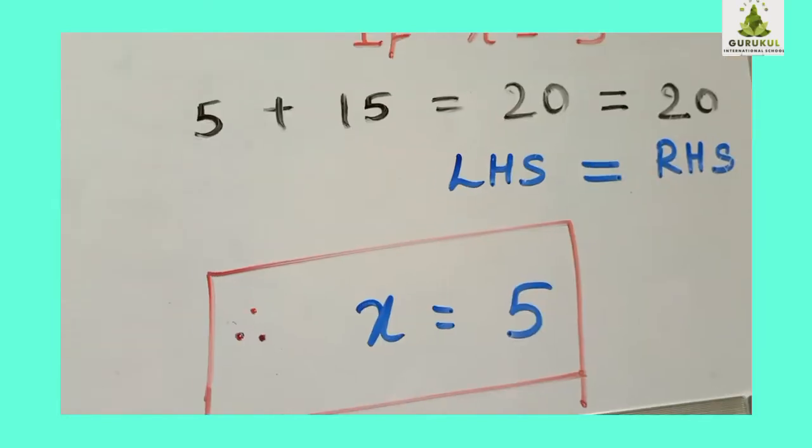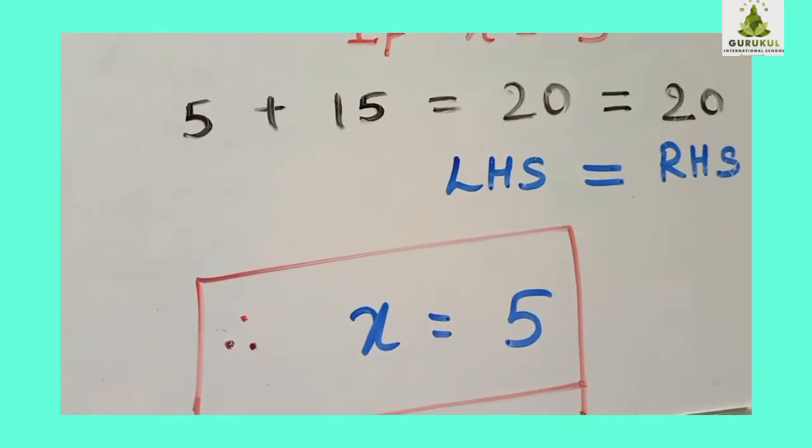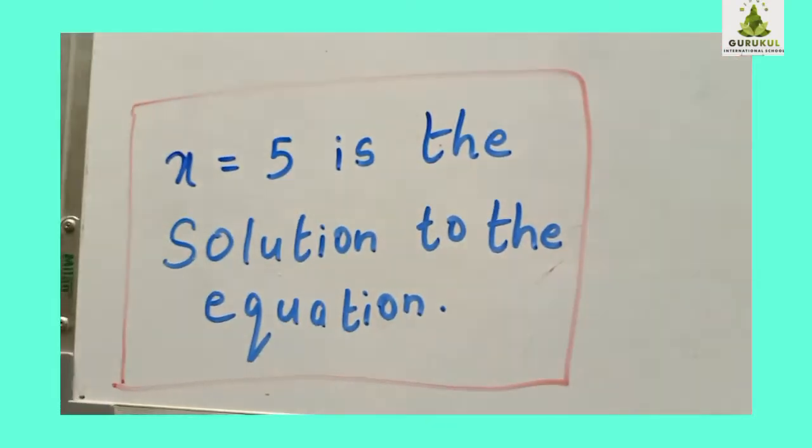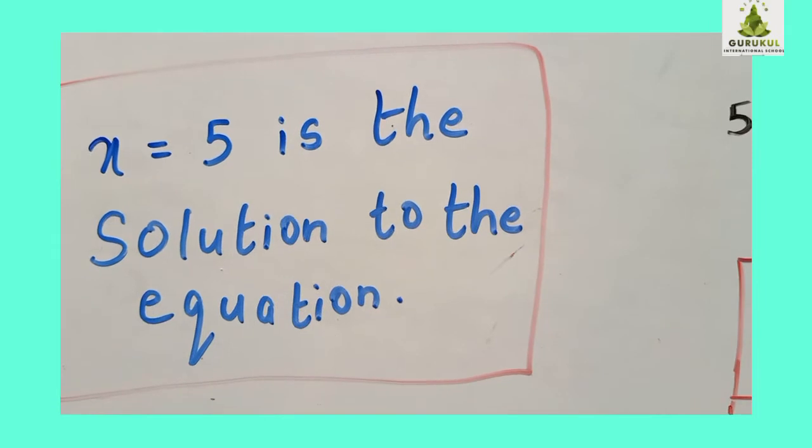Is this much clear to you? So you write, x equals 5 is the solution to the equation.